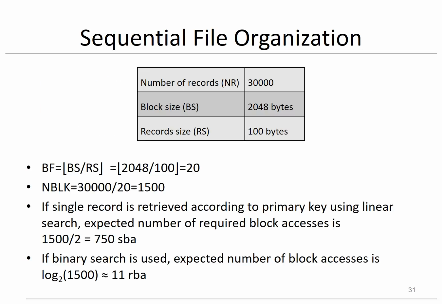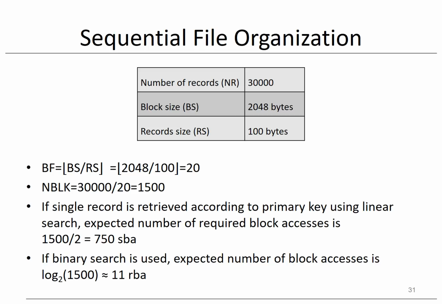Let's examine a sequential file with the properties shown in the table above. The blocking factor BF can be calculated in the following way. BF equals floor of BS divided by RS, which equals floor of 2048 divided by 100, which equals 20. Each block contains 20 records, and thus the required number of blocks NBLK to store the 30,000 records is 1,500. If a single record is retrieved according to its primary key by means of a linear search, the expected number of required block accesses is 1,500 divided by 2, or 750 sequential block accesses.